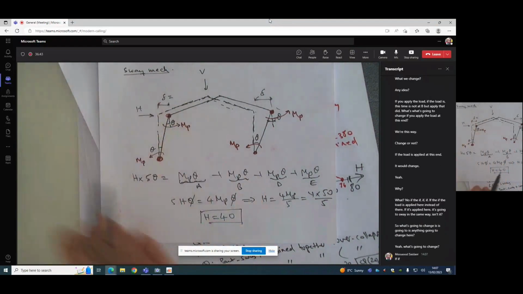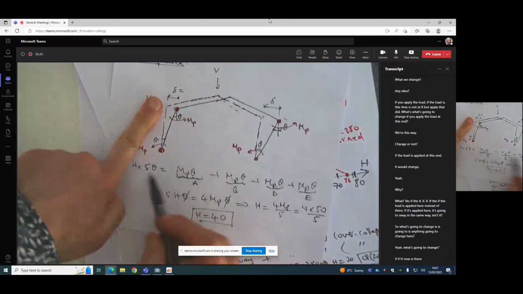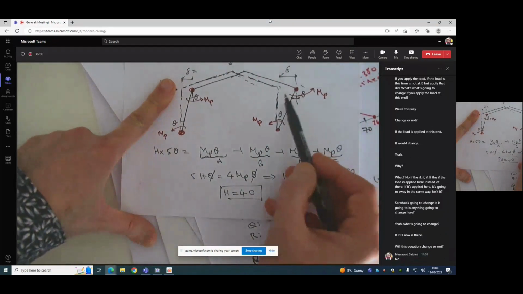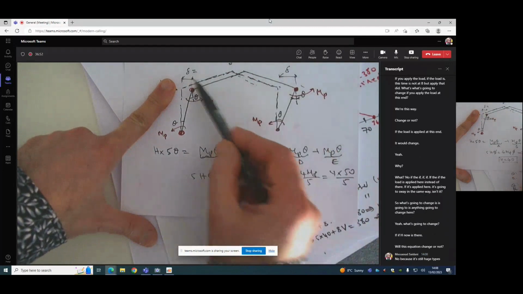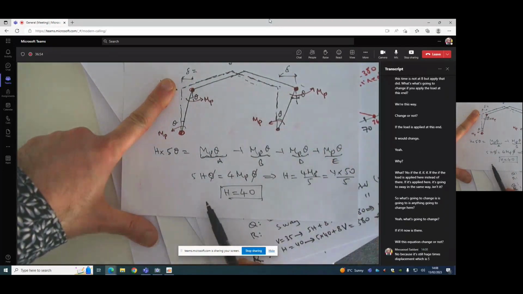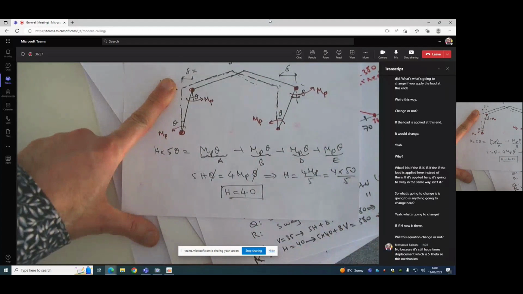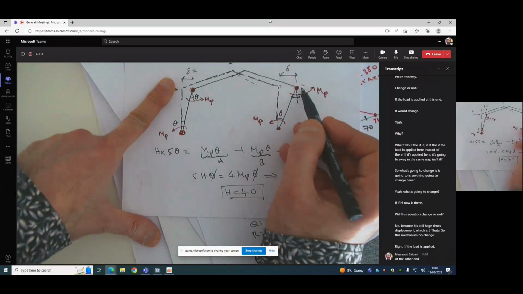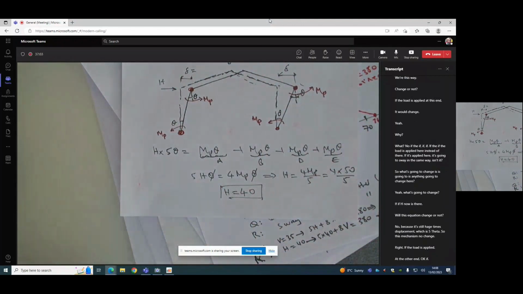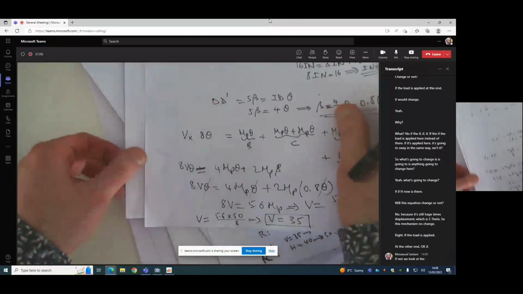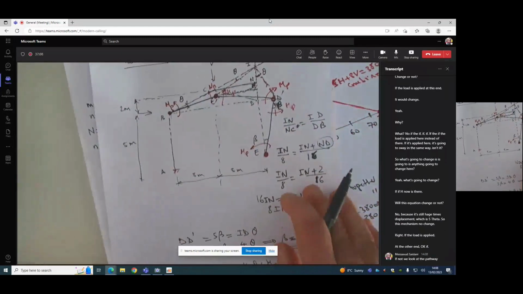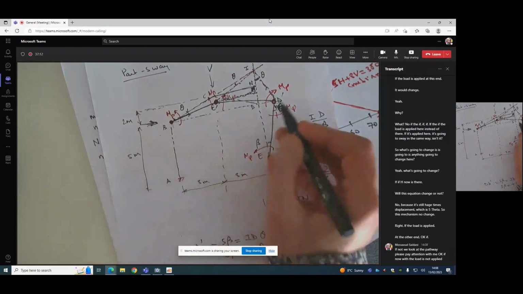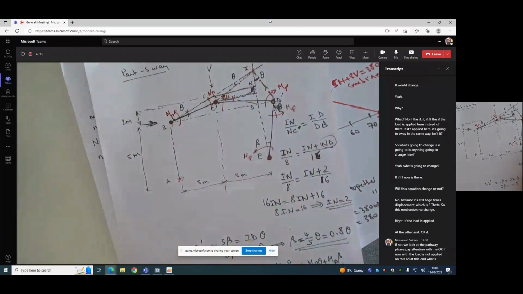If H is now there, will this equation change or not? No, because it's still H times displacement, which is 5 theta. So this mechanism, no change, right? If the load is applied at the other end, okay? If now we look at the path sway, please pay attention with me. If the load is not applied at this end, but at this end, what's going to change here?